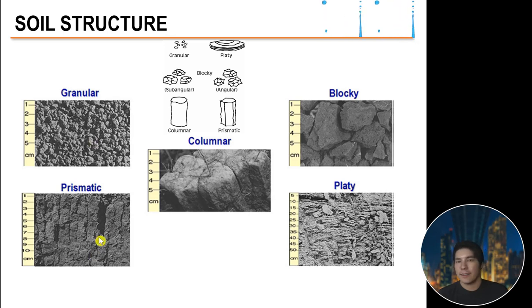So, ito naman yung itsura ng prismatic. Ito naman yung itsura ng columnar. Yung blocky, ito yan. At saka yung flatty, ito yan. Okay?